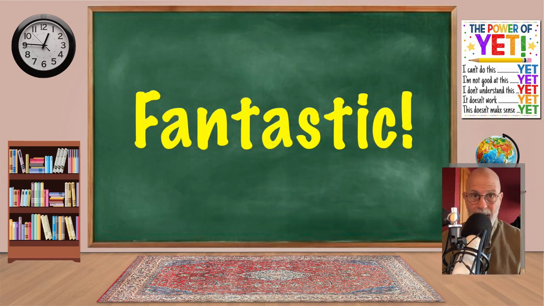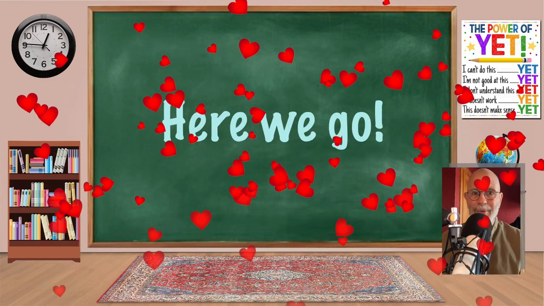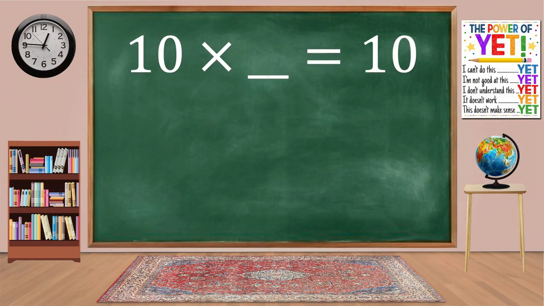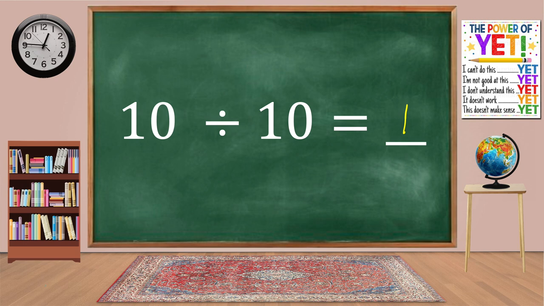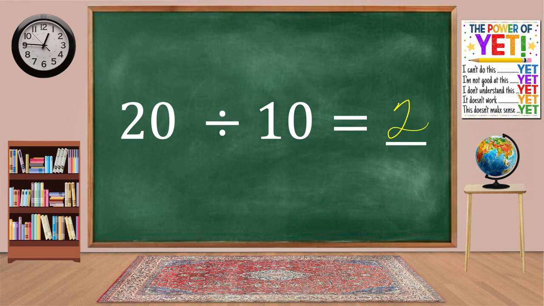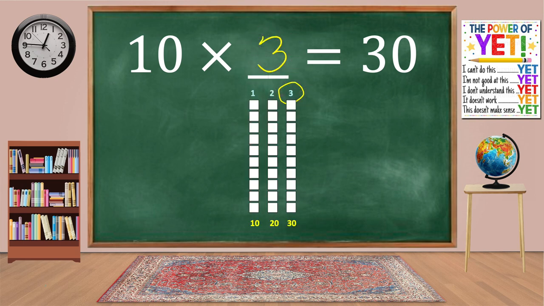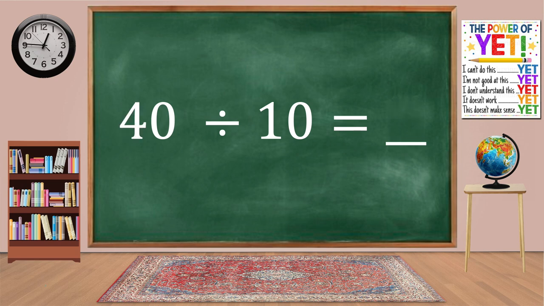That was fantastic work. Now, let's see what you remember. We'll look at the division sentence, related fact in the array. Count the columns. If you're not sure, make your best guess. Here we go. 10 divided by 10 equals. 20 divided by 10 equals. 30 divided by 10 equals. 40 divided by 10 equals.